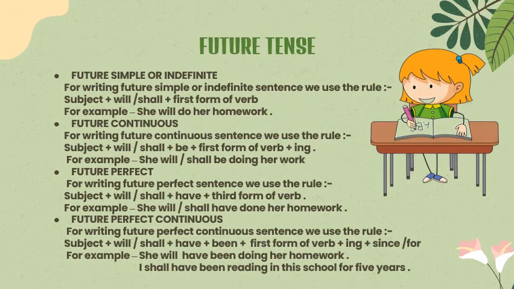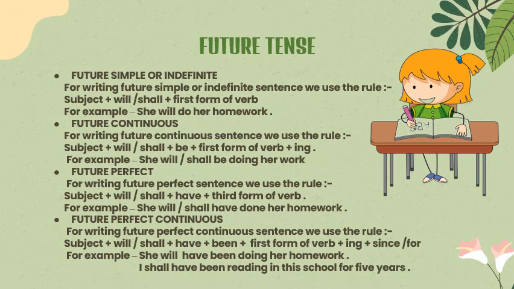Future tense. Future simple tense. Future simple tense is used to express some future action or events, as in I shall go to Mumbai tomorrow. For writing future simple or indefinite sentences, we use the rule: subject plus will or shall plus first form of verb. For example, she will do her homework. Another example, I shall do my homework.